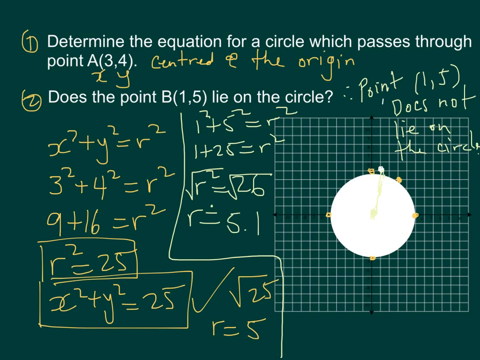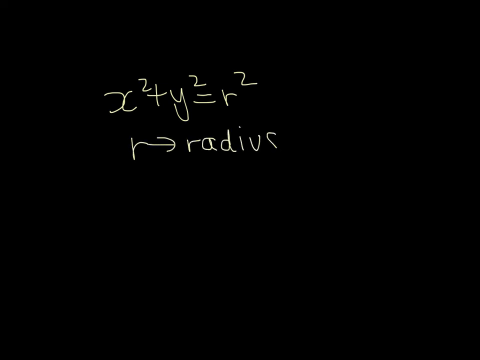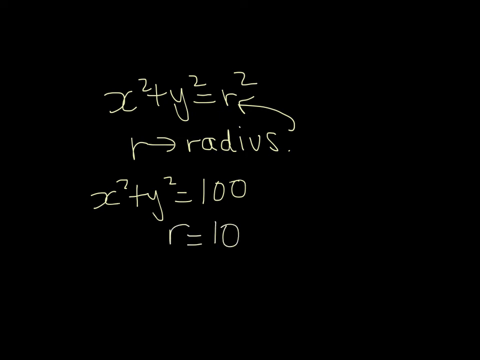That's all we have for today. Just remember, the equation of the circle centered at the origin is x squared plus y squared is equal to r squared. The r represents the radius, and is the only number that actually gets replaced. So it could be x squared plus y squared is equal to 100, where the radius is 10, exactly.